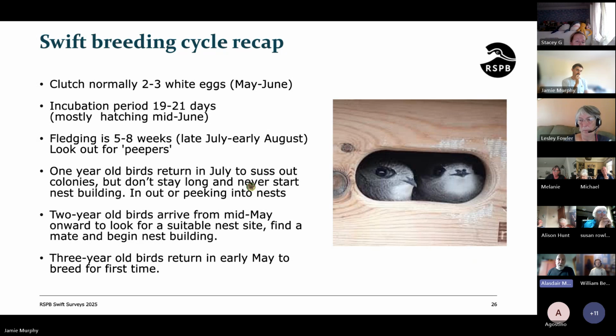They will travel up to 500 miles to go and feed elsewhere and then come back. That's why they leave the chicks, because they have to go off and feed. But there should hopefully be a few birds going in and out at feeding times.